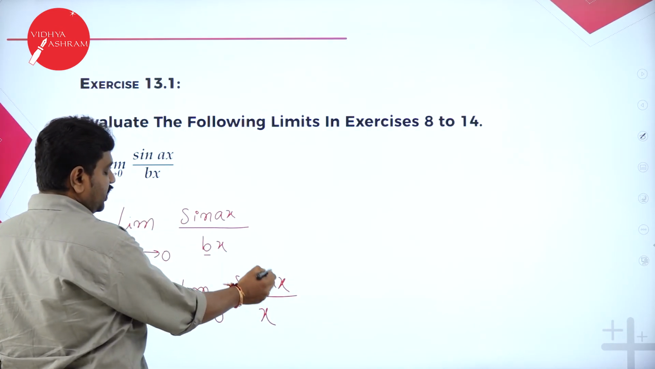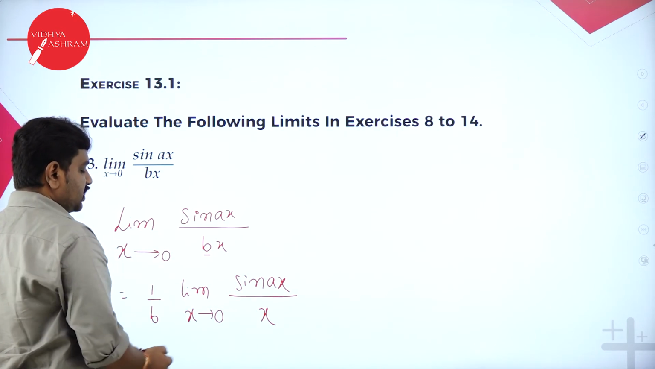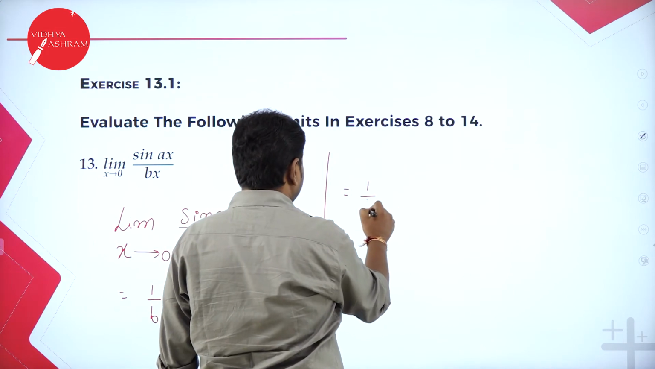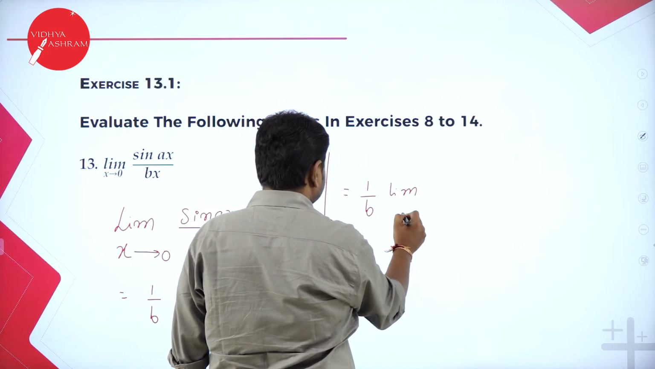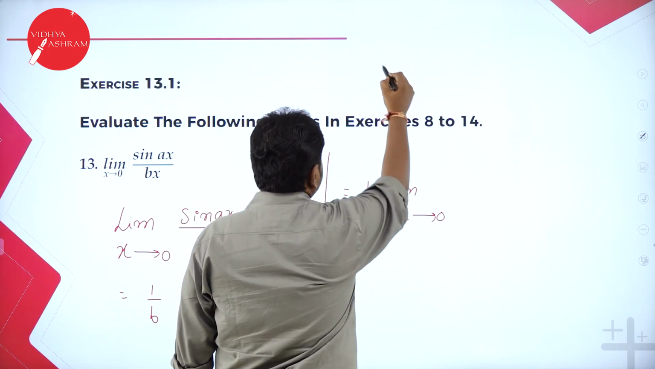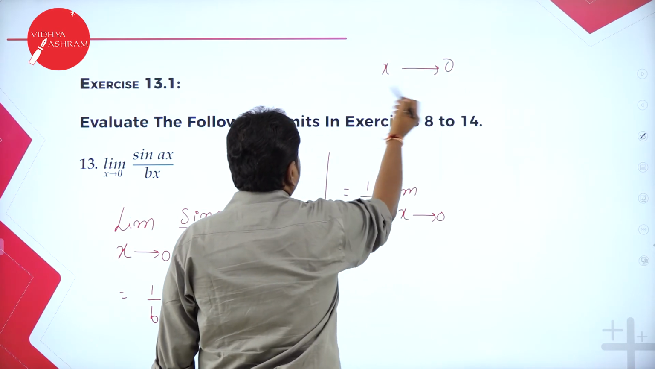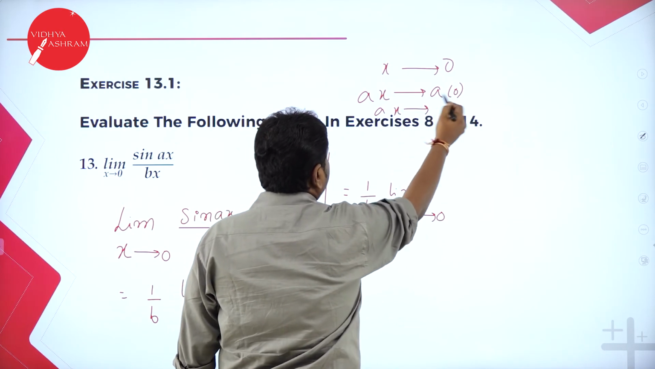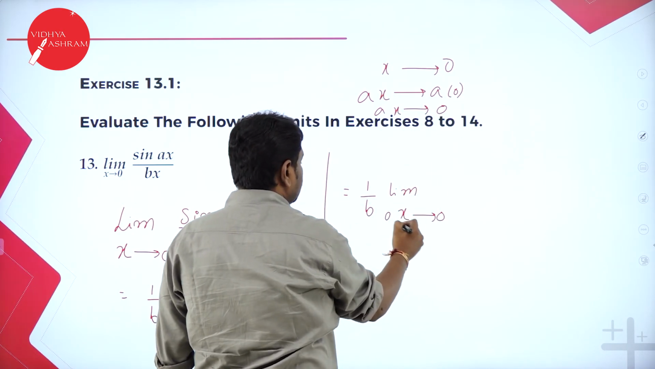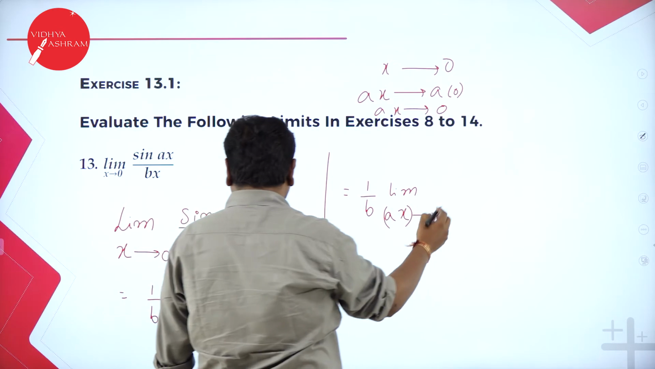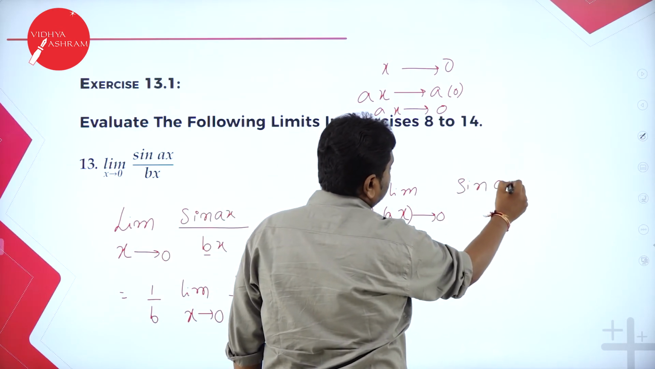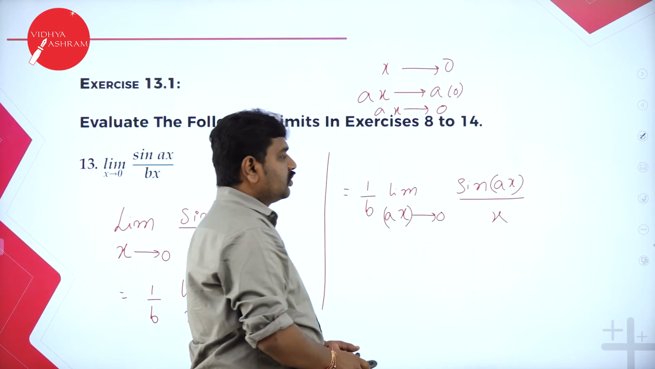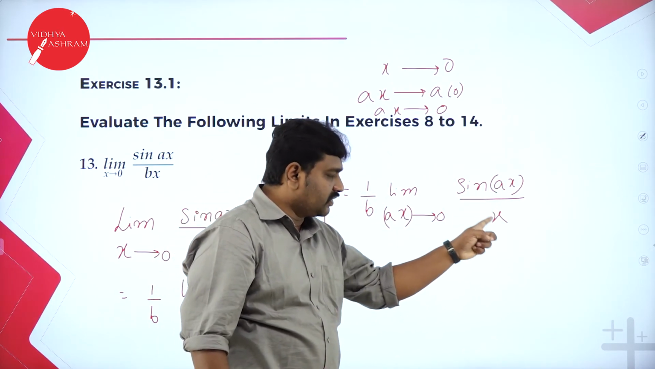Here if you observe, we have a, but that a is missing here. What you should do, we'll introduce the term. So 1 by b, I took it out, limit x is tending to 0. So let z equal ax, multiply a on both sides, ax tends to a into 0, that is, ax tends to what? 0. So instead of x tends to 0, I can write ax tends to 0. I already have sin ax, but inside sin we have ax and here we have x.